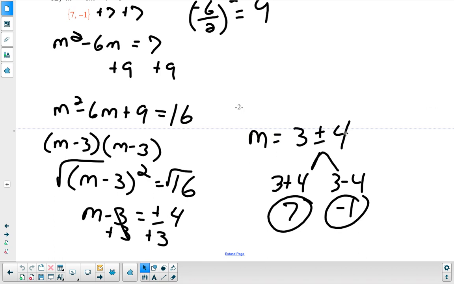Remember, I told you I want you to write it in the front, so that's why you see 3 plus or minus 4 here. And since we were able to go ahead and take the square root and we have a value here, we're going to calculate the final answer. So we're going to do either 3 plus 4, which gives us 7, or we're going to do 3 minus 4, which gives us negative 1. And that's the end of this.